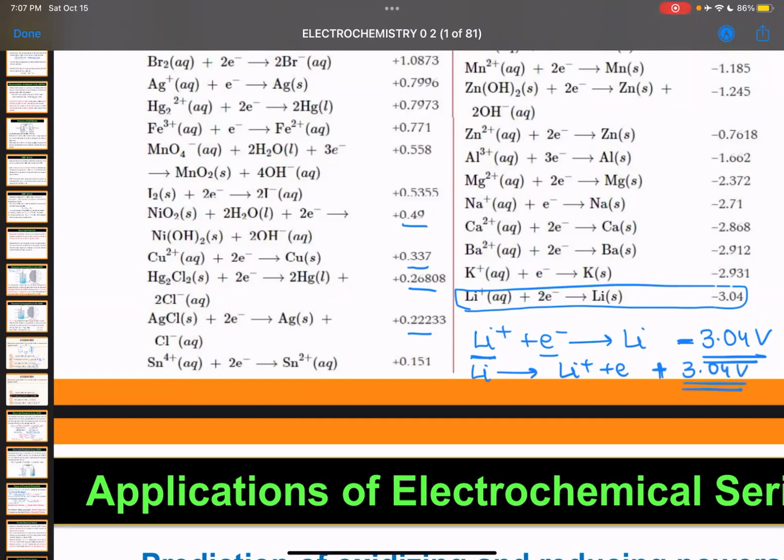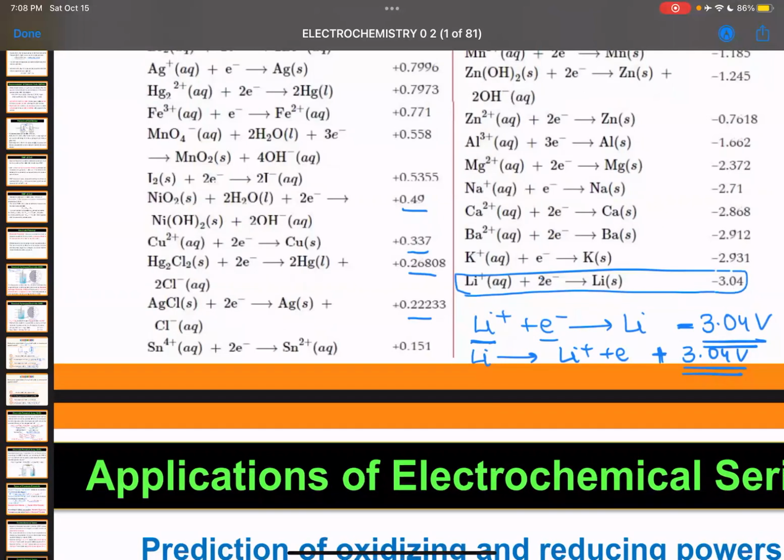It means it is losing electrons. Okay. So for gain, it is very negative, meaning that lithium plus doesn't want to gain. But when it is reversed, you can make out that lithium can give its electron. So lithium is the best reducing agent. Okay, this one is going to be the best reducing agent.